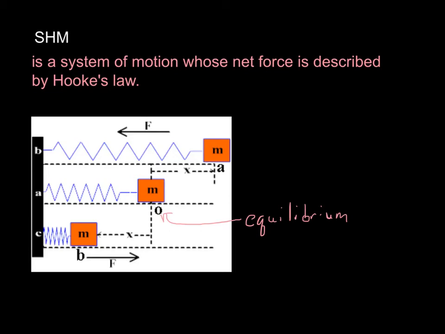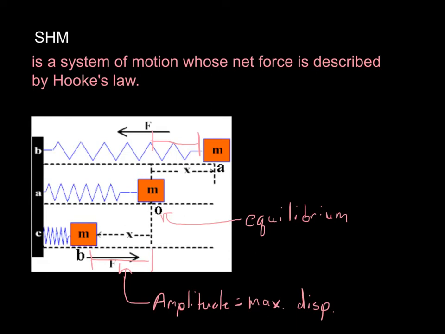The other important thing we want to know here is that this distance here, and also true for this distance here, is what we would call our amplitude. And our amplitude is our max displacement from equilibrium, right? It's the furthest away that we get.